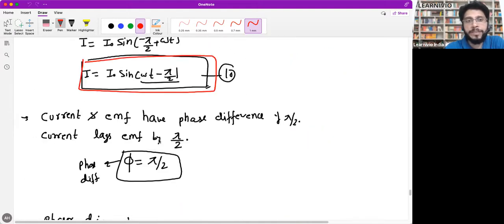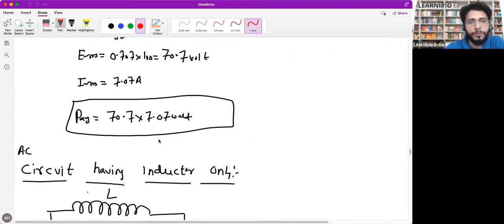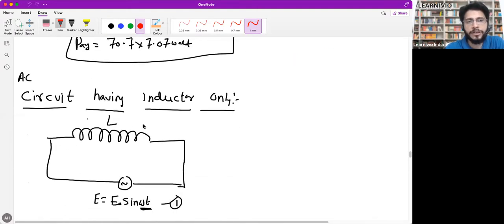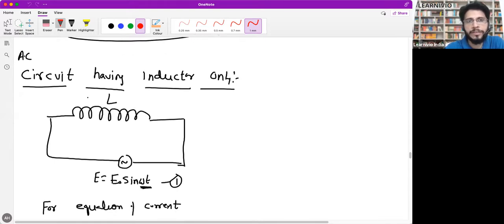Okay, and please revise whatever we did in the last class. Like we did circuits having inductor only. Just revise it. We'll do numericals on this.